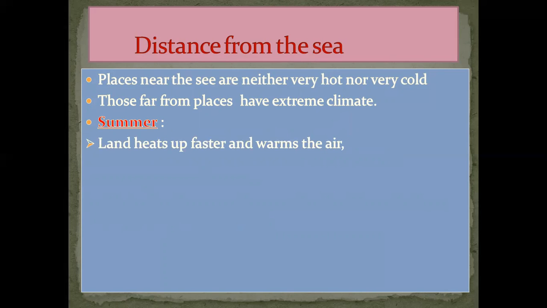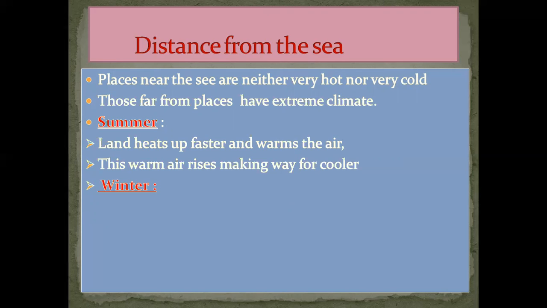Land heats up faster. The land becomes very hot very quickly and warms the air. How is the air? Very warm, very hot air. So the warm air rises, making way for cooler air.